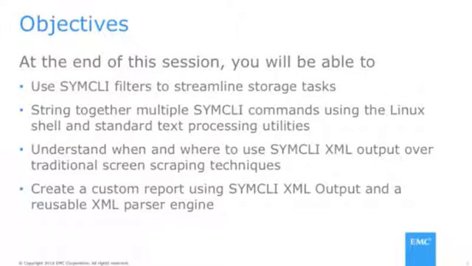Then we'll talk about where that approach can break down, where it can be a little bit less resilient over time, and other approaches that are more resilient over time, specifically the XML output and things like Python and Perl and Ruby or whatever you happen to choose. And at the end, we're going to create a custom script using Python and the XML output of SymCLI. It's going to do a specific function, but you can use it as a skeleton. You can use the function in there to create your own XML objects inside of Python and write your own reporting scripts that mine data out of SymCLI's XML output.